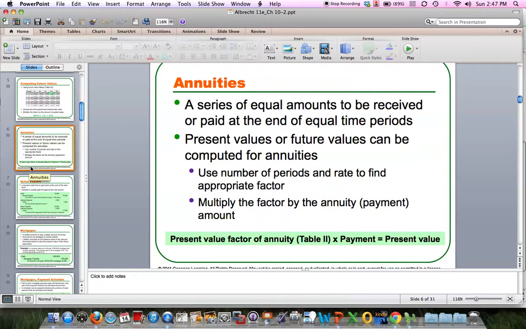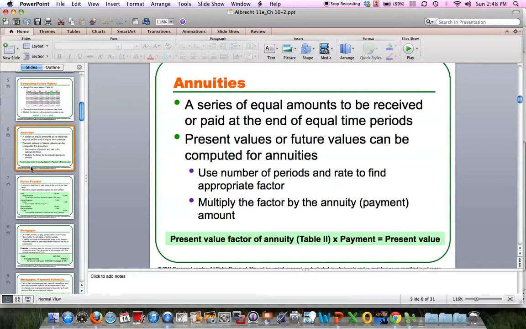Which brings us to the concept of annuities. An annuity is a series of regular payments, payments that happen continuously with the same dollar amount period after period. It's a series of equal amounts to be received or paid at the end of equal time periods. And so we can do a present value of that future stream of payments.